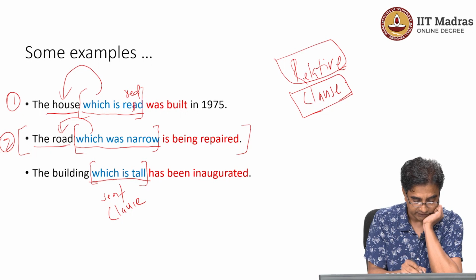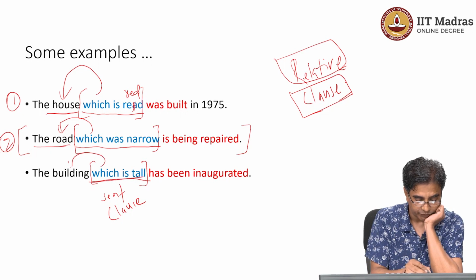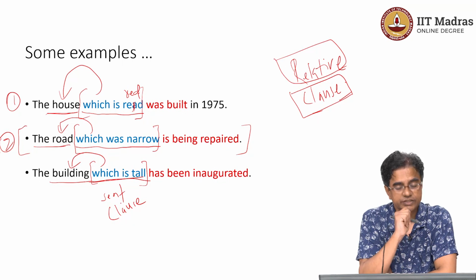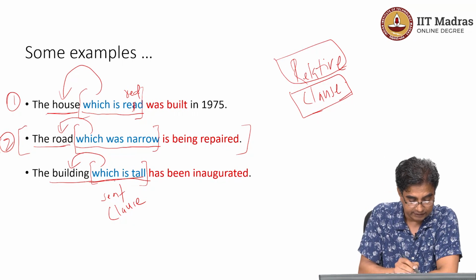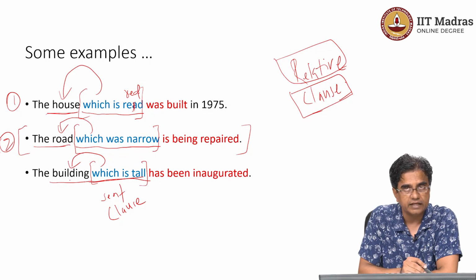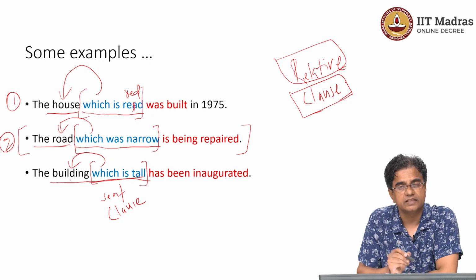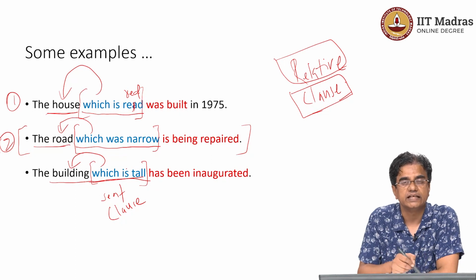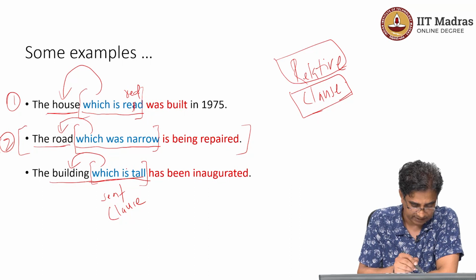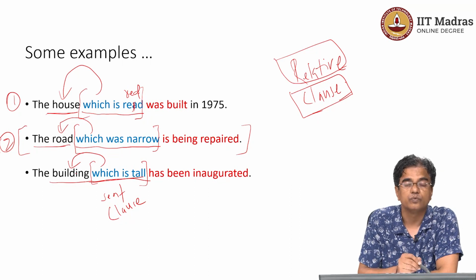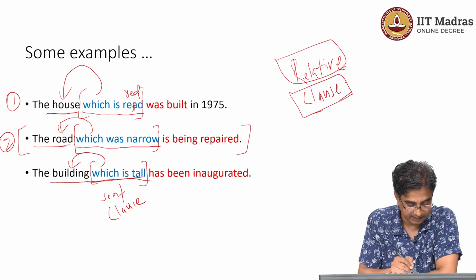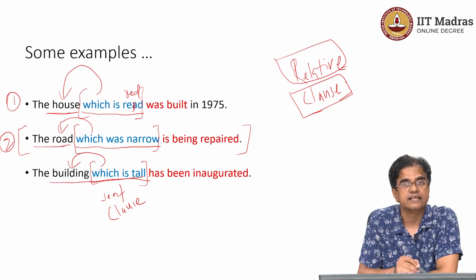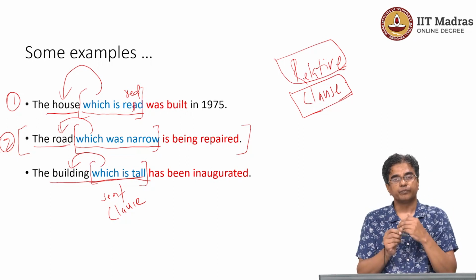In the third one, this is giving us information about the building. So, this clause in a way is dependent on the main clause because it gives us information about the noun in a matrix sentence. The noun, which in this case is the subject of this matrix sentence, this relative clause is giving us information about it.